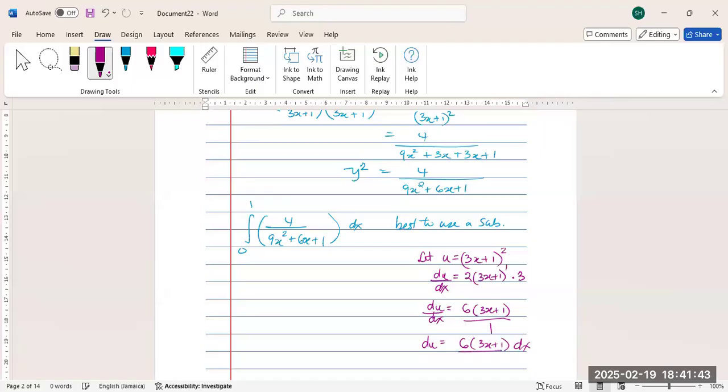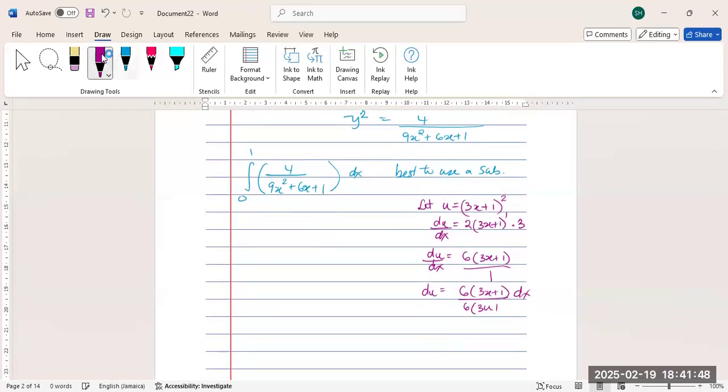And then divide both sides by 6. And divide both sides by 3x plus 1. All of this cancels that. So therefore, dx is going to be equal to du over 6 times 3x plus 1. Look at that and tell me if you agree, please. Just look at the differentiation and tell me if you agree with that.